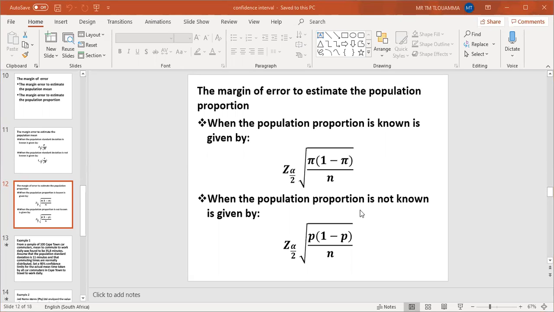I was asking about the pie. Are we given the pie or do we use our normal pie distribution? They will tell you in the statement what it is that you are given or not given. When the population proportion is known, this is what you are going to get, and it will only apply when you are going to calculate the margin of error.